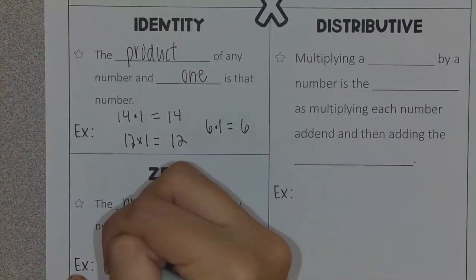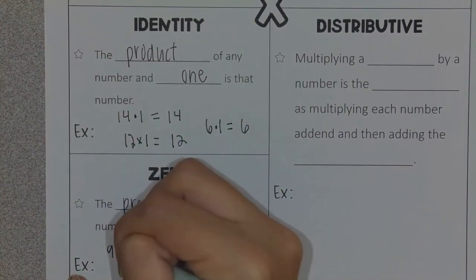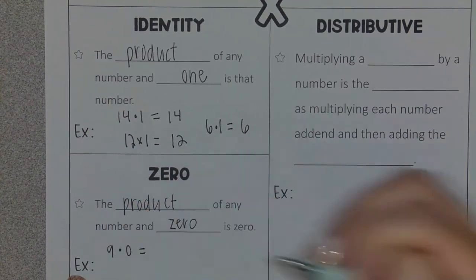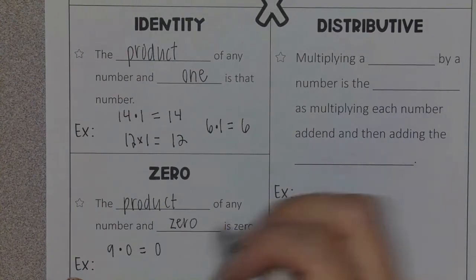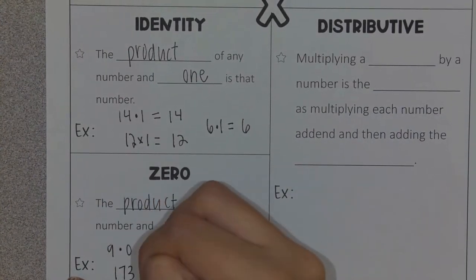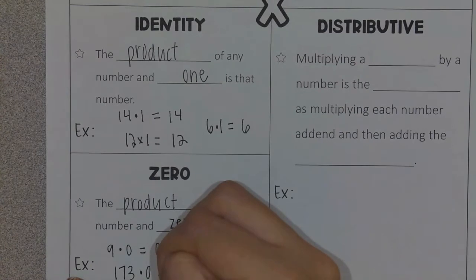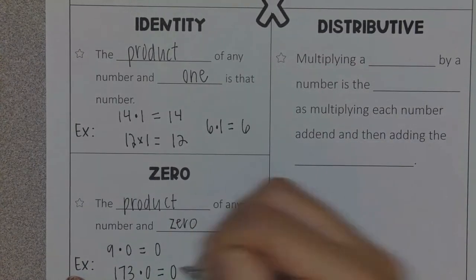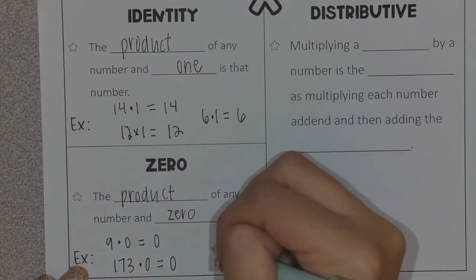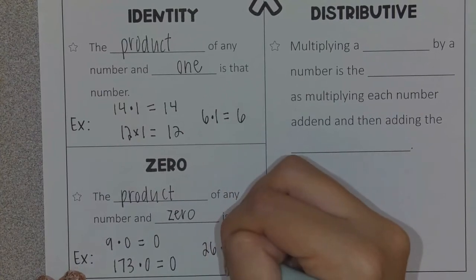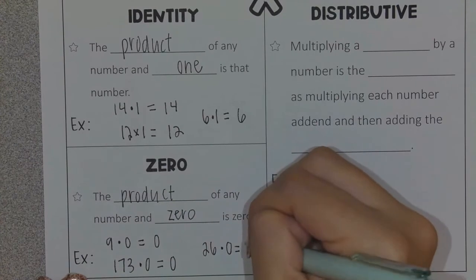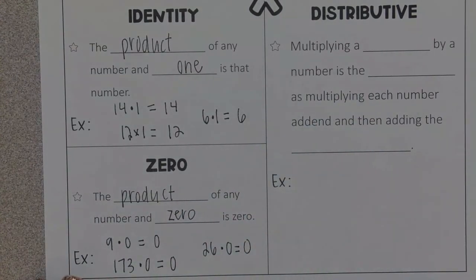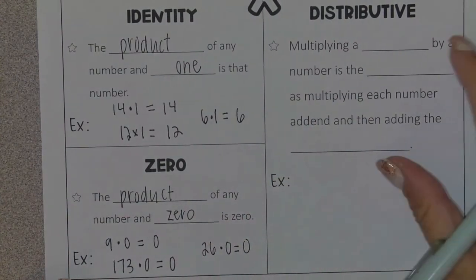So when I multiply any number, let's say I have the number 9, and I multiply it times 0, I will always get an answer of 0. I could pick an even bigger number, like 173. But if I multiply it times 0, I'm going to get a product of 0. I could pick a number like 26 and multiply it times 0. And guess what? I'm still going to get an answer of 0. So that is our 0 property.